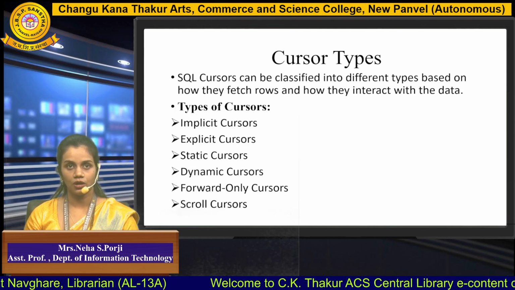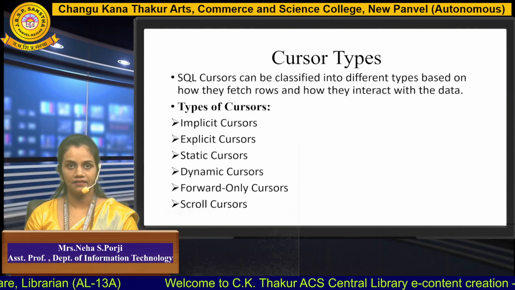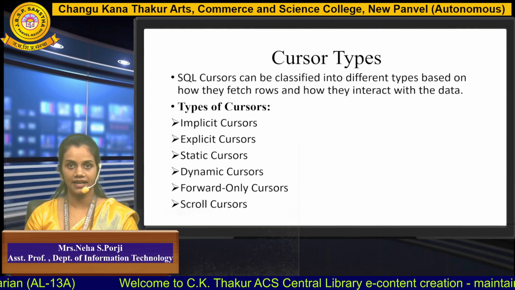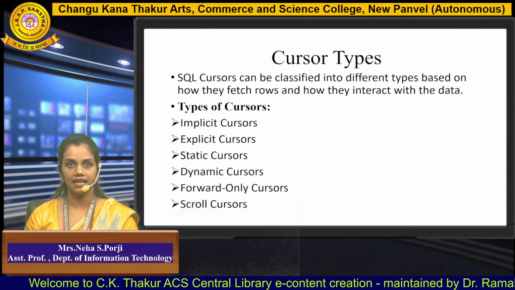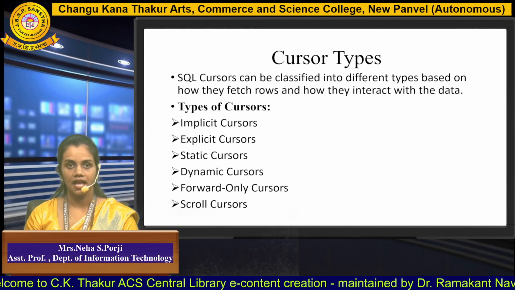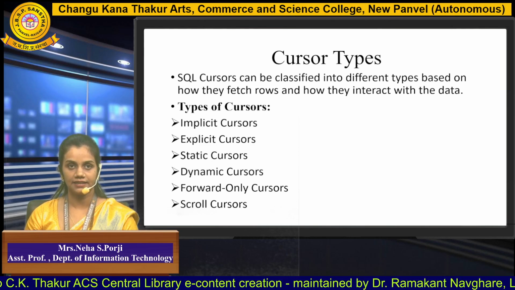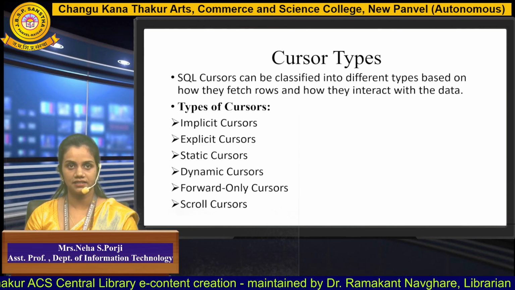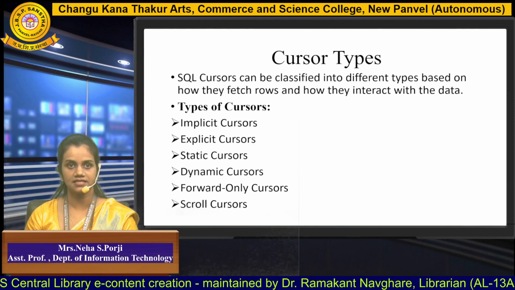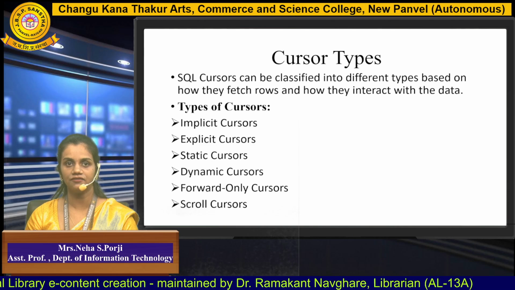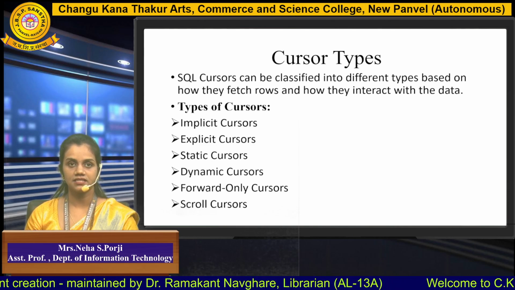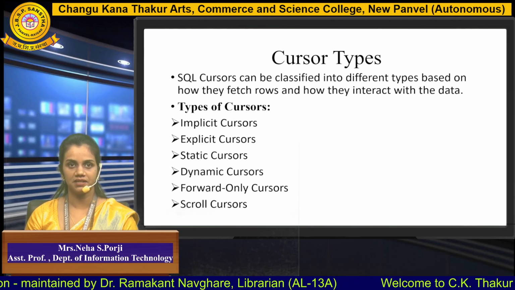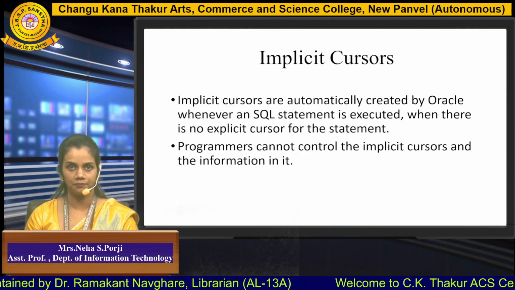Now, based on how we fetch the data from the rows and how we interact with the data from the database, cursors are classified into different types. As mentioned, the types of cursors are implicit cursor, explicit cursor, static cursor, dynamic cursor, forward only cursor, and scrollable cursor. Today, we will be discussing only the first two types, that is implicit cursor and explicit cursor.